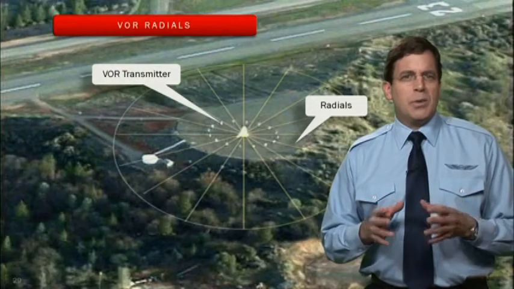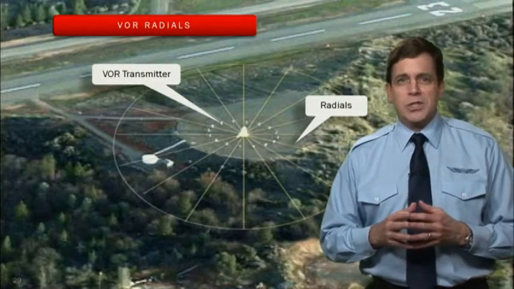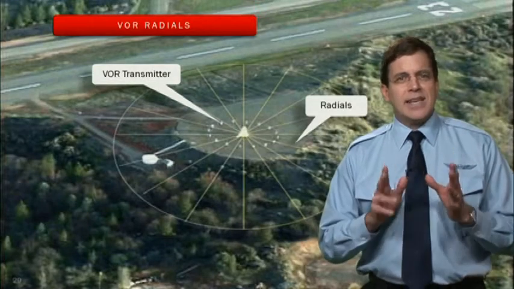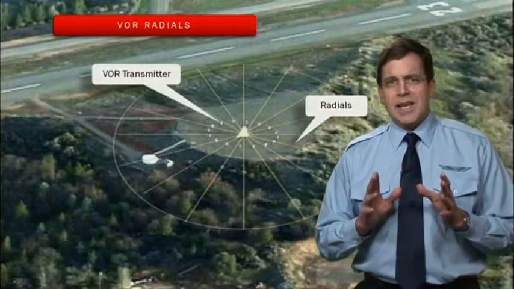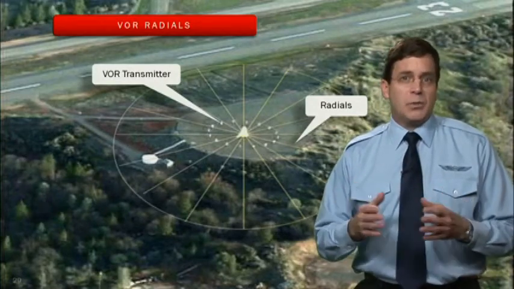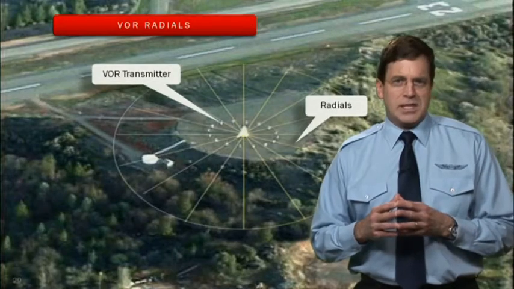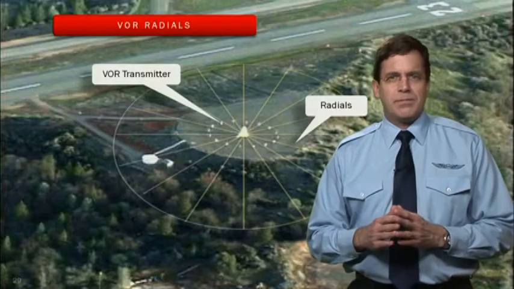VOR facilities operate within the 108.0 to 117.95 megahertz frequency band, and assignment between 108.0 and 112.0 megahertz is in even tenth increments to preclude any conflict with ILS localizer frequency assignment, which uses the odd tenths in this range.